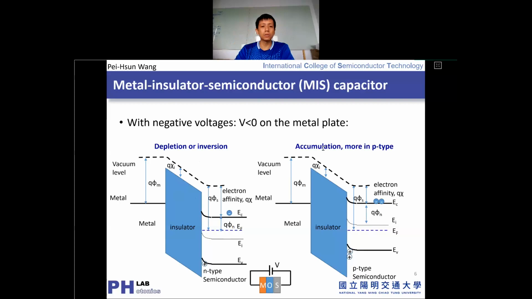So still, if you compare with the previous slide in the n-type system, if you apply positive charge, we get the electron accumulation along the surface. But for the p-type systems with the negative charge, we get the accumulation along the surface in the p-type semiconductor. And also for depletion or inversion, we need a negative charge for the n-type system. And in the previous slide, we need to use the positive charge in the p-type system.